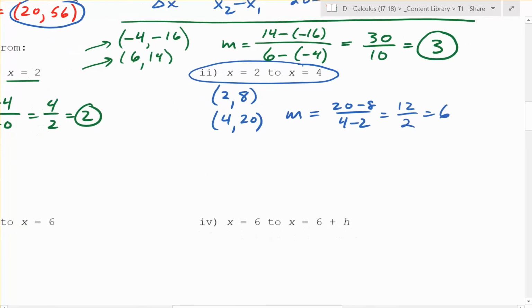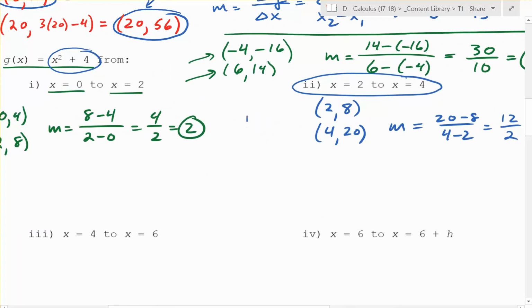And let's see why that's visually true. What does the function x squared plus 4 look like? Well, it's a parabola with a y-intercept of 4. So it goes up like this. And what are we doing here? I told you finding average rates of change is finding the slope between 2 points.